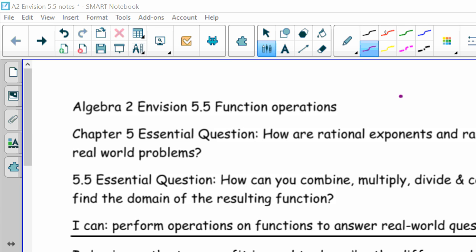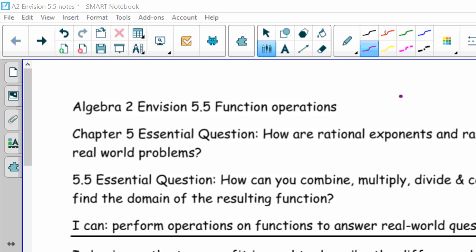Today in Algebra 2, we're going to look at section 5.5, which is function operations. Our essential question for this section is: how can you combine, multiply, divide, and compose functions, and how do you find the domain of the resulting function? After this lesson, you should be able to perform operations on functions and answer real-world questions.